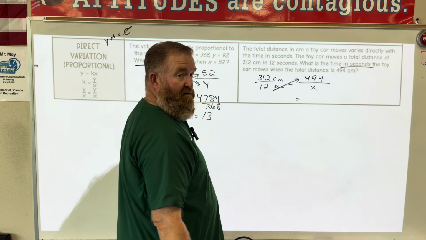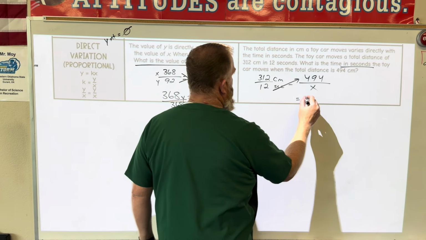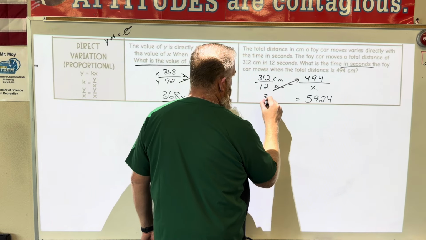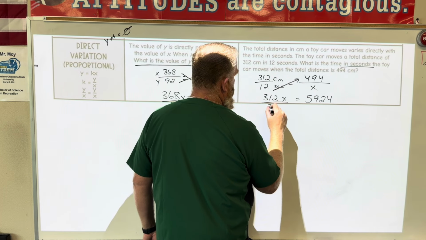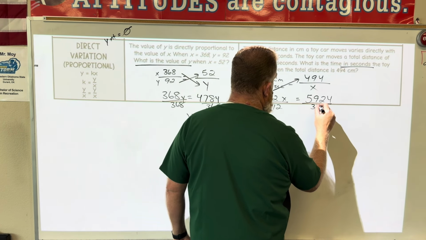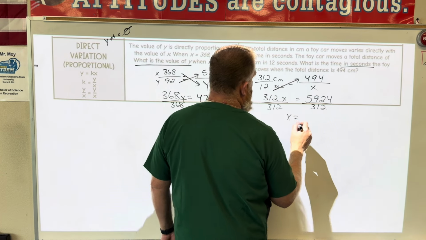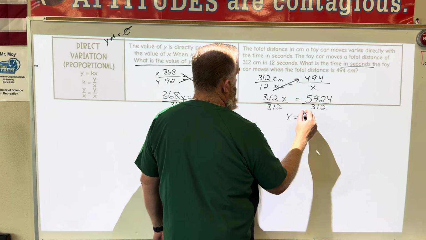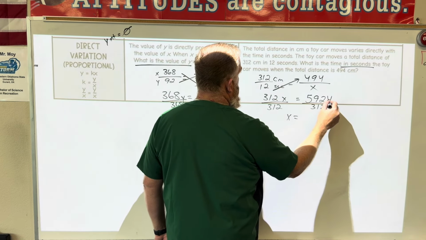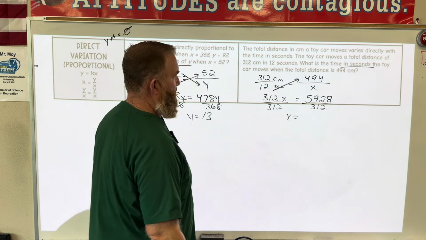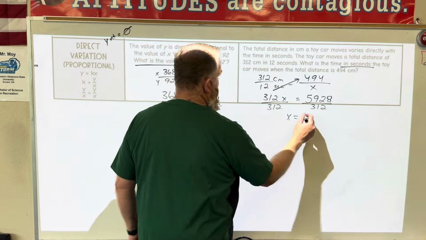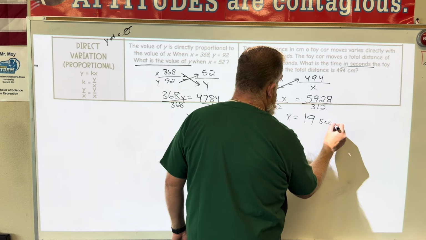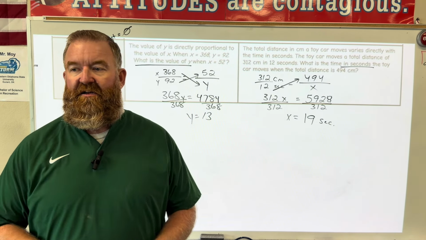Let's cross multiply. 5,928. And 312 times x is 312x. And then divide by 312. How many seconds does it take to go that far? You put 5924? Yes, it's 5928. Thank you. Okay, so what's the answer? 19 seconds? 19. Oh, label it 19 seconds, because that's what they're looking for.